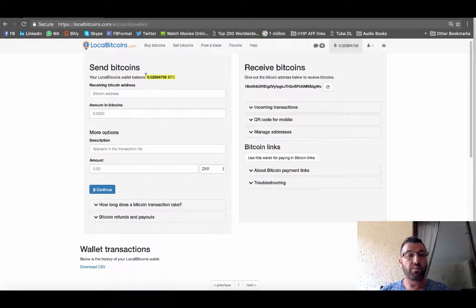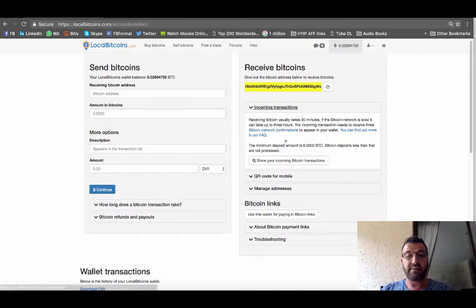Over here is the amount in your wallet. This is your wallet address. Now this wallet address changes every 2 weeks for security reasons within Local Bitcoin. So every 2 weeks you'll come back and you'll see that your wallet has changed, and that's a good thing, also for security reasons.